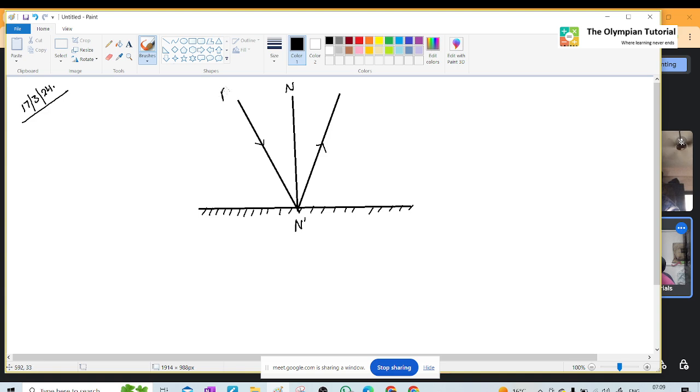Tanya, if this one is 50 degree, let me know what will be the value of angle of incidence and angle of reflection. Ma'am, the angle of incidence is equal to the angle of reflection, so it will be the same. So what will be the value of angle of incidence and angle of reflection here?